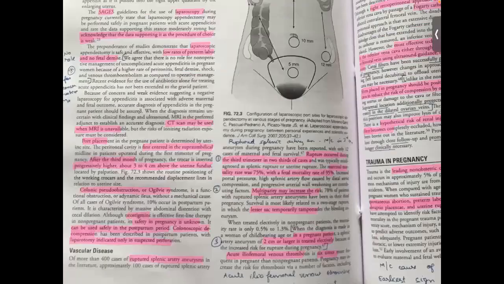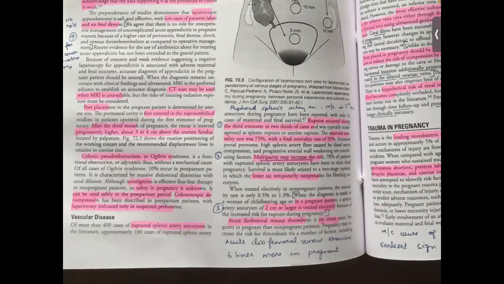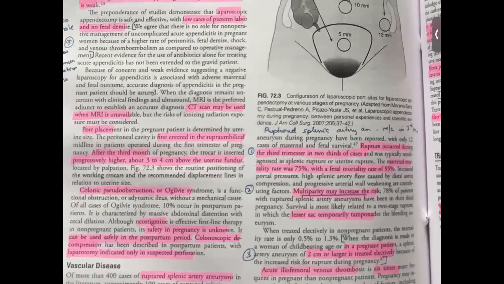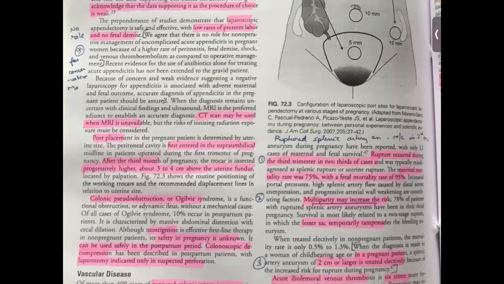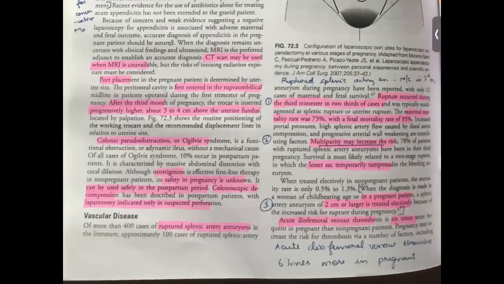So not much point. There is no role for non-operative management of uncomplicated appendicitis in pregnancy because of higher rate of peritonitis, fetal demise, and shock, and venous thromboembolism also. So we should not wait. If the diagnosis is confirmed, we should operate in a pregnant patient. We should not do conservative management. CT scan can be used when MRI is unavailable.